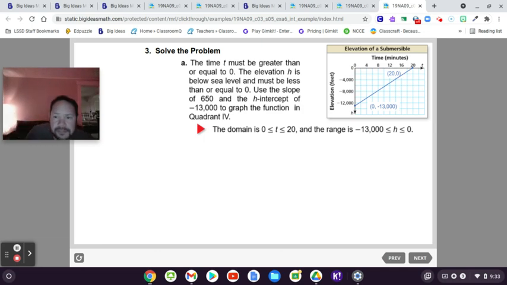We don't want that. And again, that's what x can be. In this case, t is our x variable. And then the range is from negative 13,000 up to 0 because it goes from the ocean floor up to the surface, which is 0. Okay, and again, they're using t and h instead of x and y because those are the variables that we're using for our domain and range.